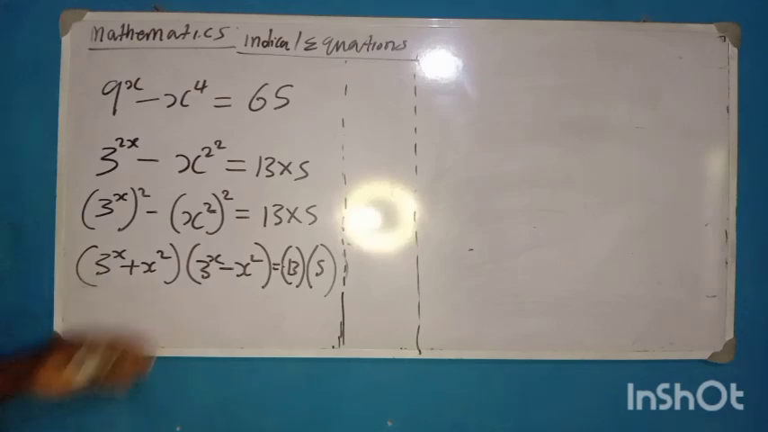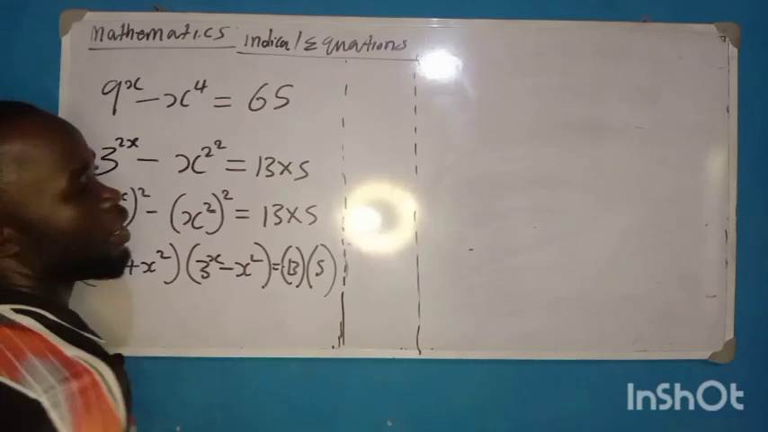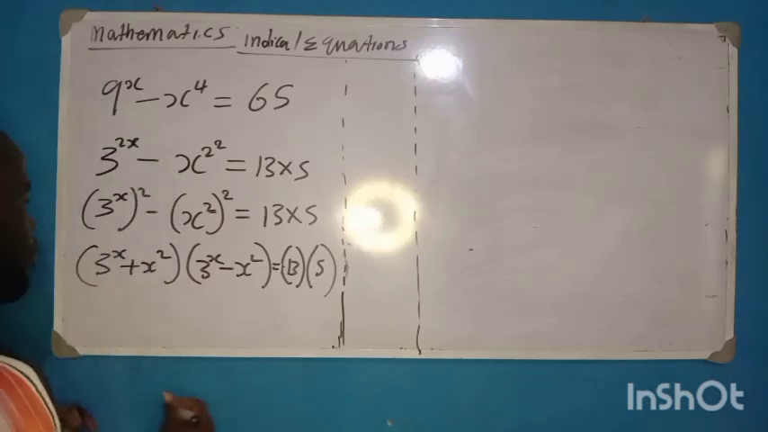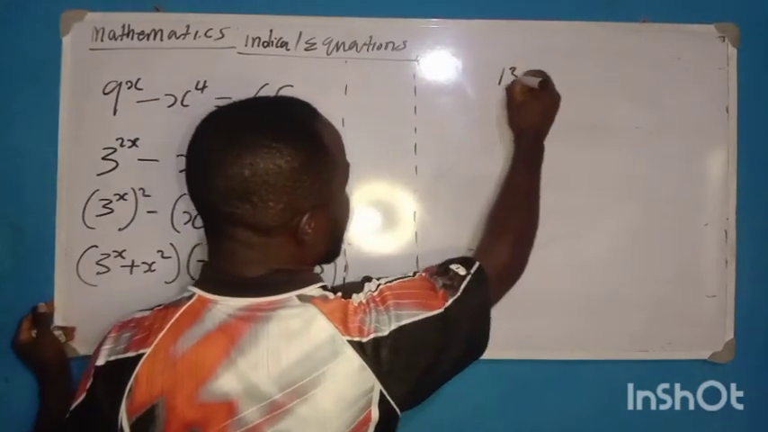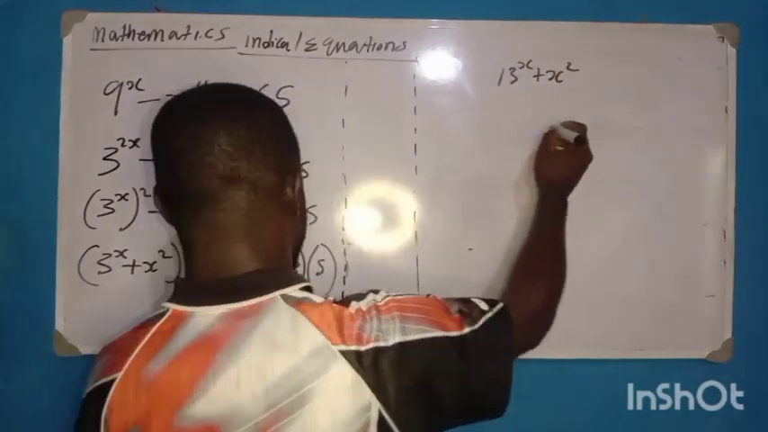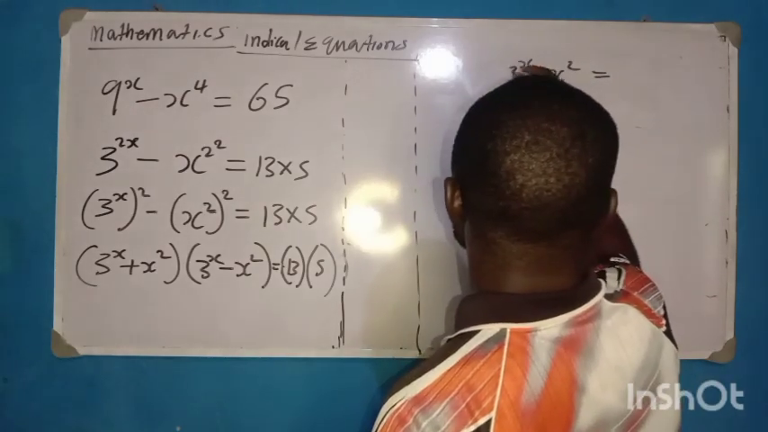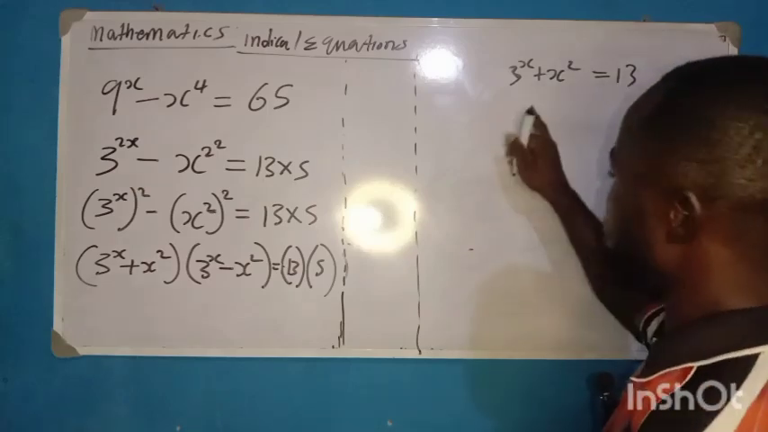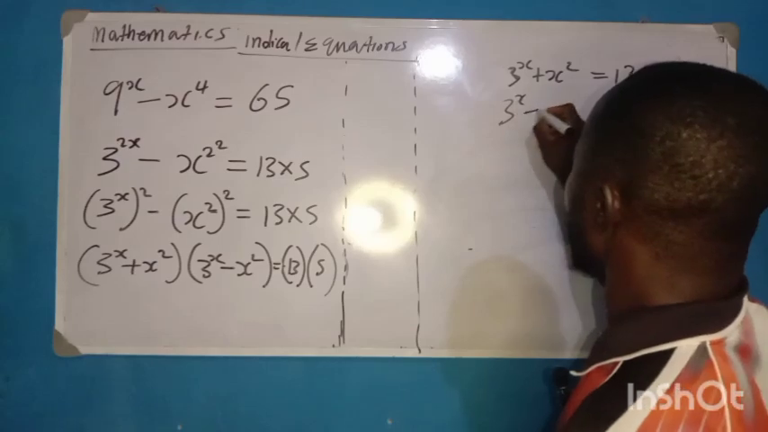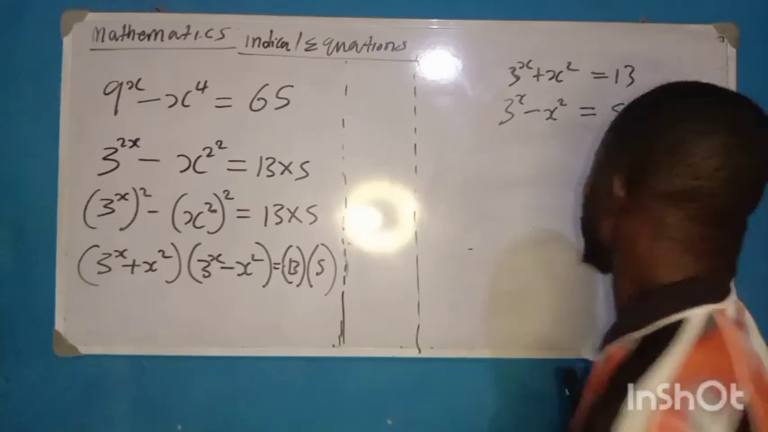Now, when you have this, what to do is you equate the first bracket on the left hand side with the first factor on the right hand side, and the same thing with the second. So we say that 3 to the power of x plus x squared will be equal to 13. Sorry, this is supposed to be 3 to the power of x plus x squared equals 13. Now you do the same thing. This will be equal to 5, that is, 3 to the power of x minus x squared will be equal to 5.